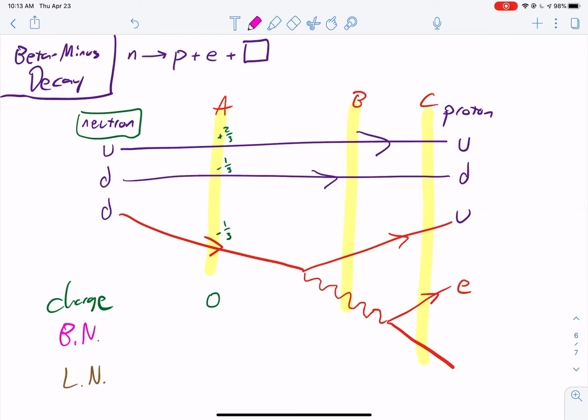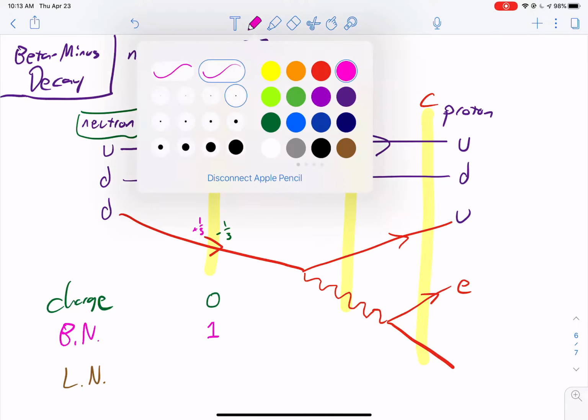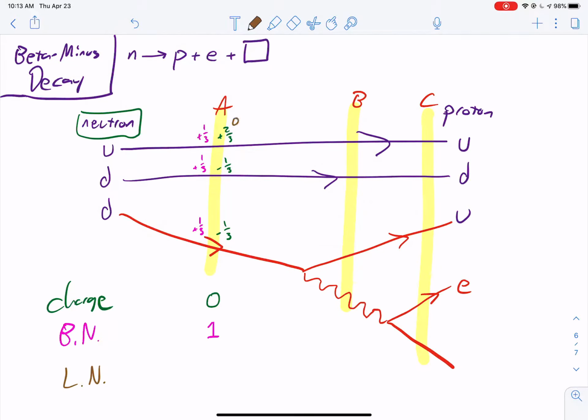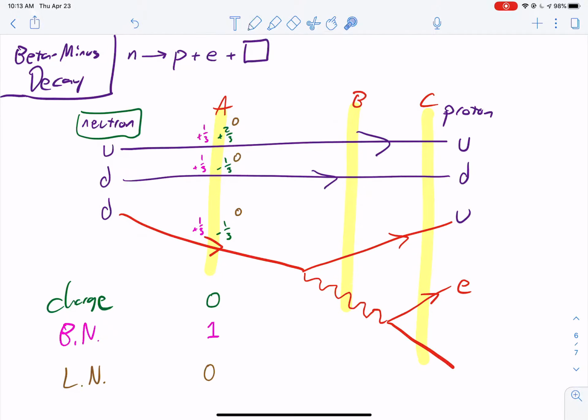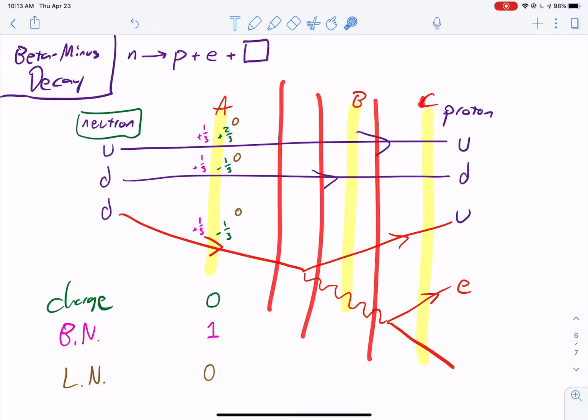Baryon number. Well, let's see. Baryon number for an up quark is plus 1/3, plus 1/3 for down, plus 1/3 for down. Total baryon number is 1. Lepton number: up's not a lepton, down's not a lepton, down's not a lepton. Total lepton number of 0. These values, 0, 1, and 0, they must be the same at any other time that I pick.